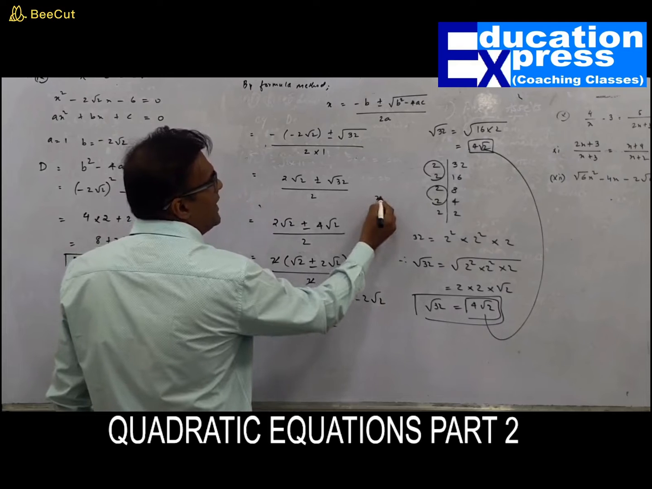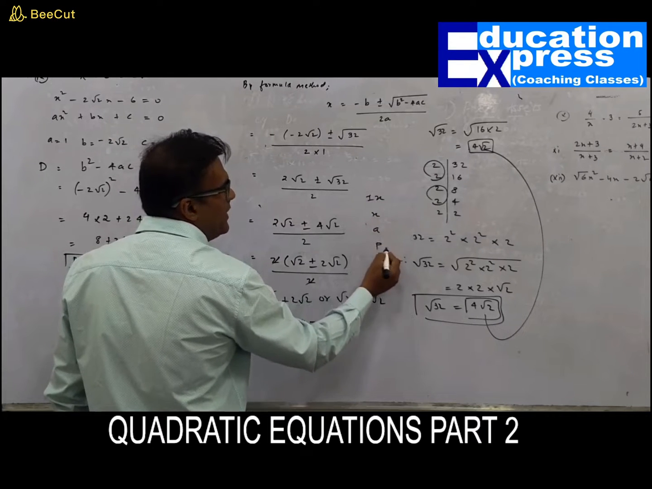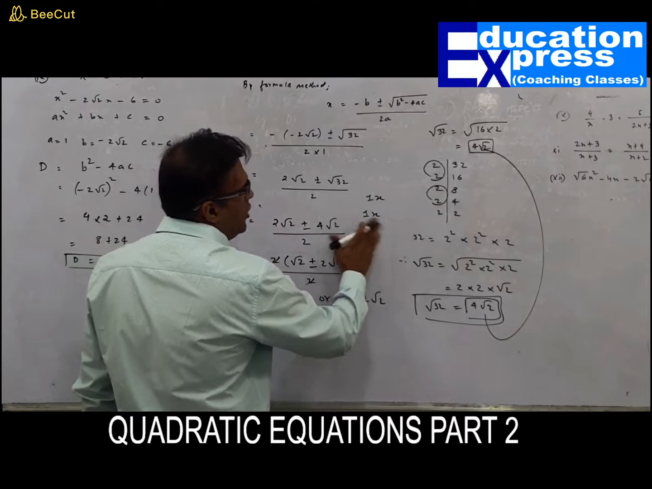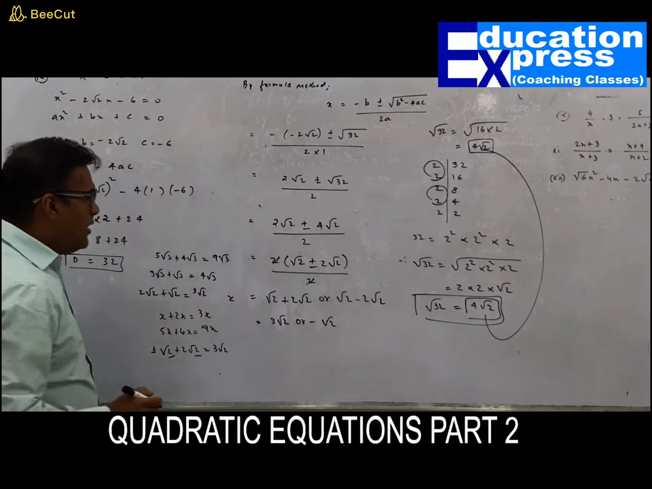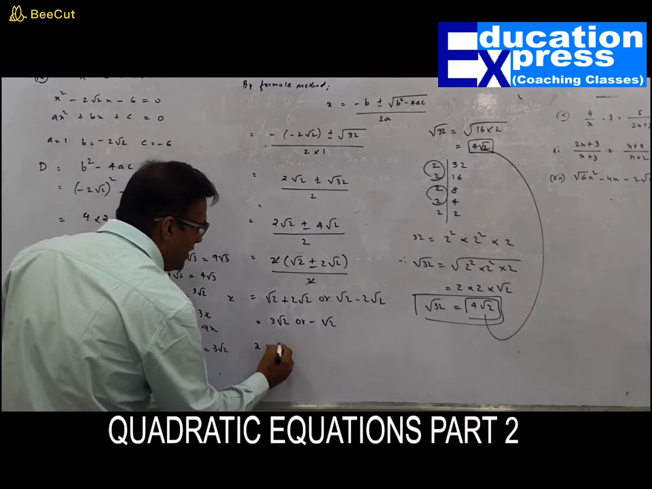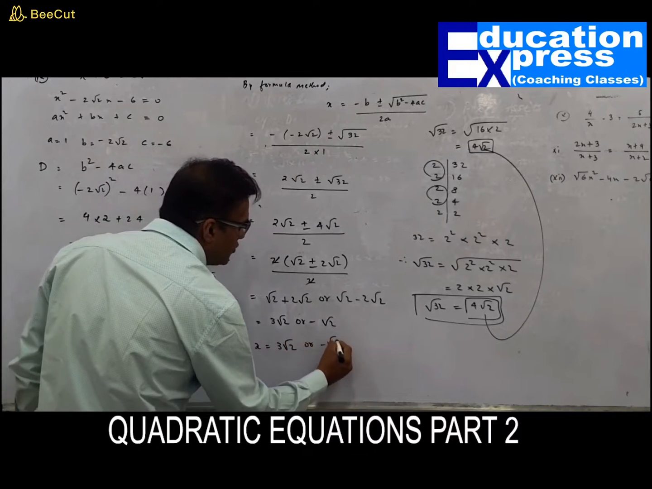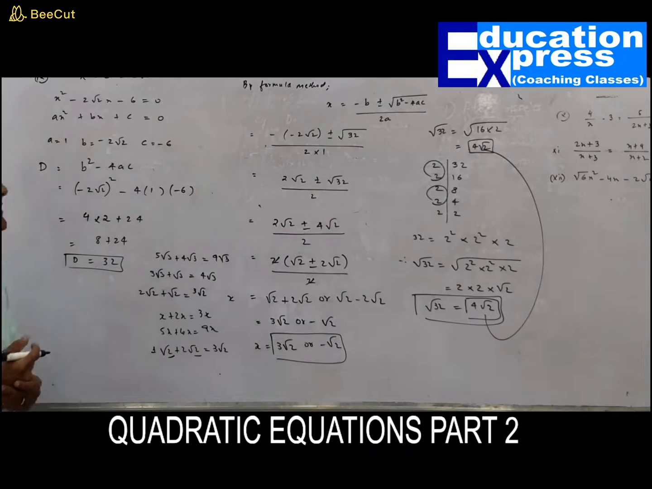Because we don't write x as 1x, we simply say x. We never write 1, 1, 1. If you feel so, you can do so. It's correct, nothing inappropriate. But adopting the principles of mathematics, it doesn't sound good. So x would be 3 root 2 or minus root 2. These are the possible values of x.